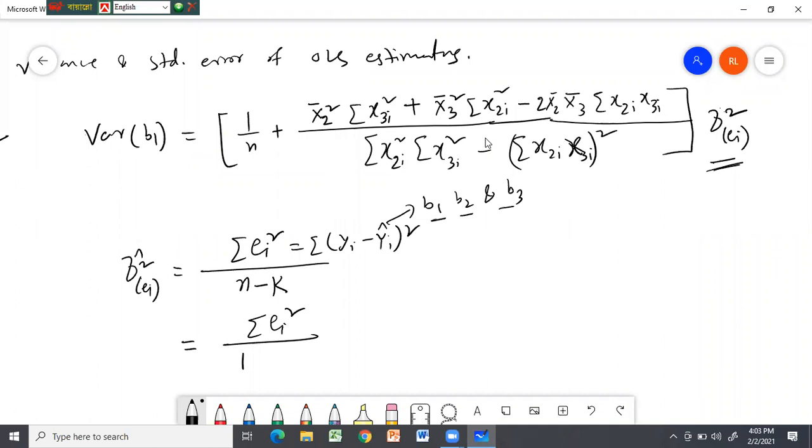15 is the total number of observations, and k means 3. Why 3? I already told you. It is the number of explanatory variables including the intercept, the slope coefficients including the intercept term, because we have lost 3 degrees of freedom: B1, B2, and B3. B2 and B3 are my slope coefficients and B1 is my intercept coefficient. So that's why there will be 3. So you can calculate the value of error variance, which is sum of ei square divided by 12.